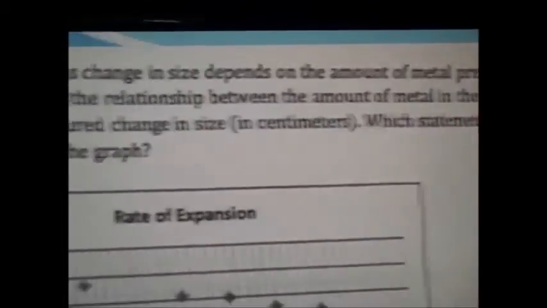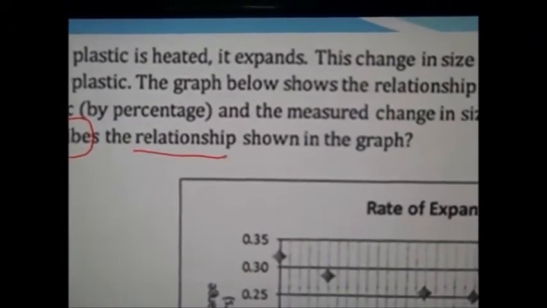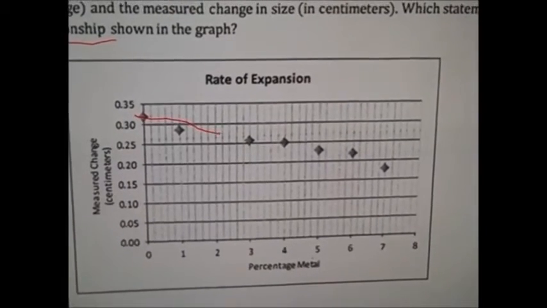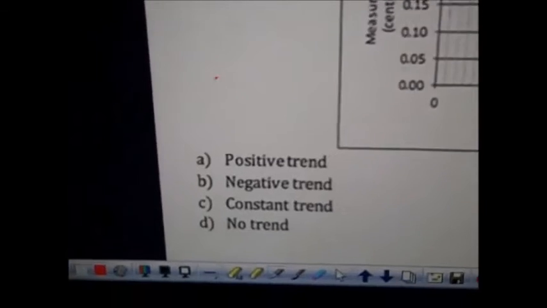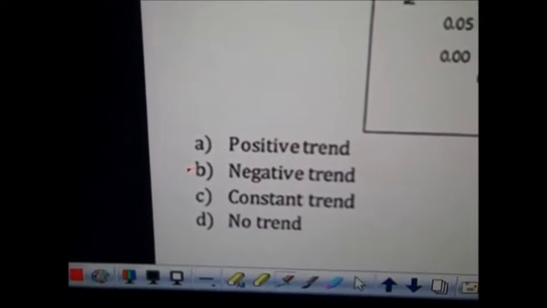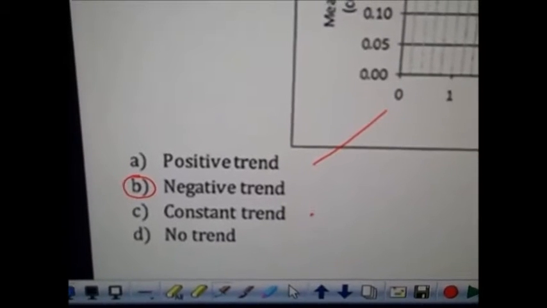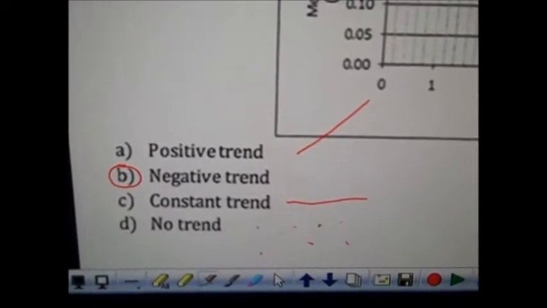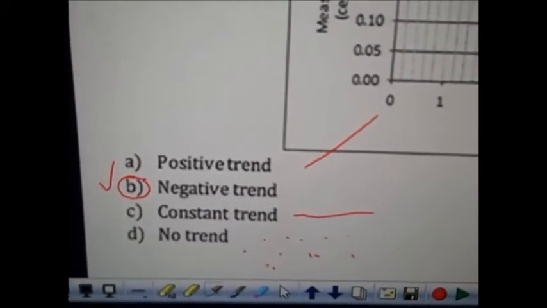It's looking for the best description of the relationship in this graph right here. The trend is these dots are going down. That's a negative trend. Positive would look like this, constant would be like this, and no trend, the points would be all over the place. So B is the answer, negative trend.